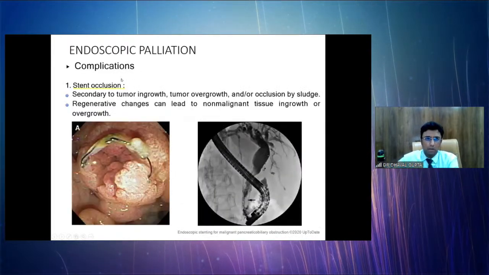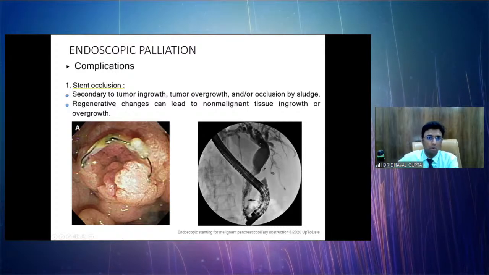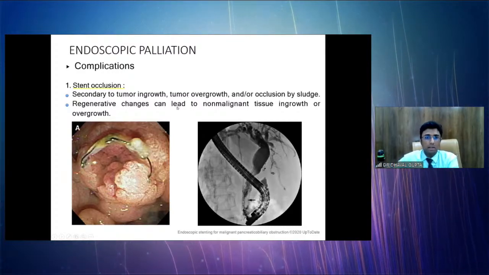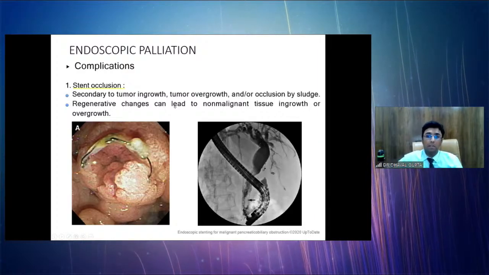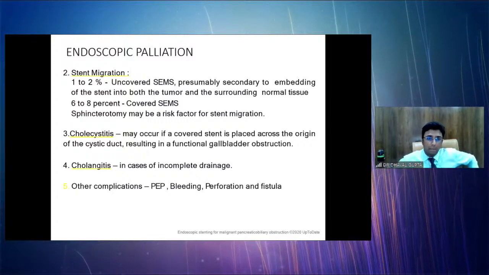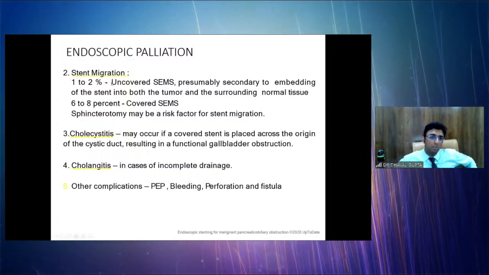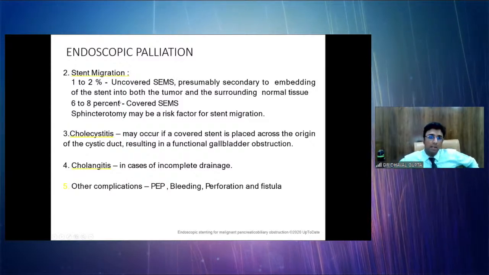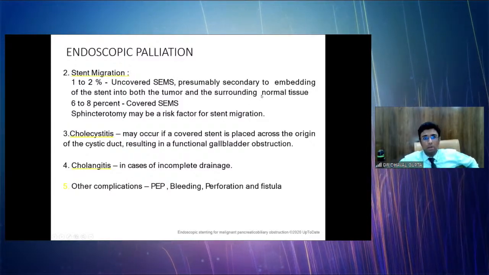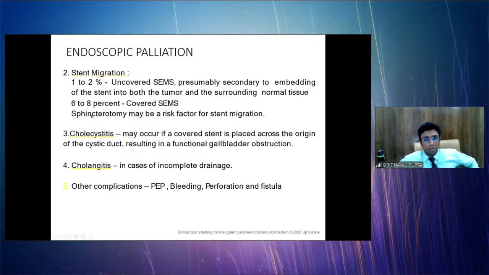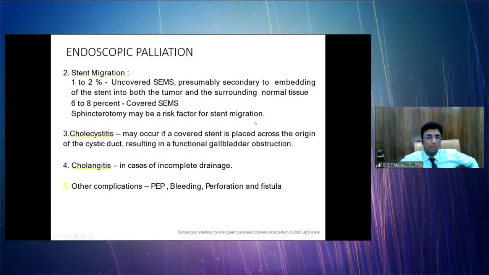And in metastatic disease also, SEMS is preferable. Now, complications of endoscopic palliation: stent occlusion because of tumor ingrowth or outgrowth, and/or occlusion by sludge. Regenerative changes can lead to non-malignant tissue ingrowth or overgrowth. Stent migration is possible in 1 to 2% of patients with uncovered SEMS, presumably secondary to embedding of the stent into both the tumor and surrounding normal tissue, and in 6 to 8% with covered SEMS.